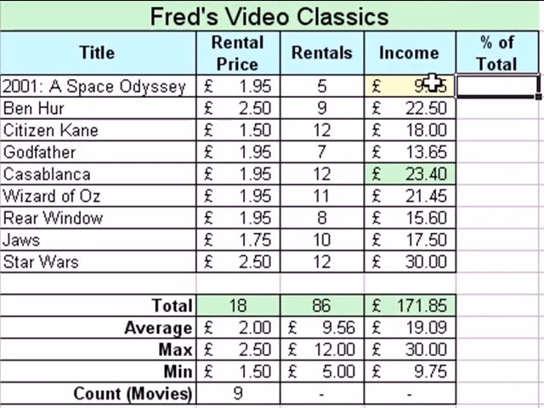Okay, let's do the calculation then. We want to work out what percentage value of the sales total 2001: A Space Odyssey has earned, and we're going to do that right now. As with any calculation in Excel, you start by pressing the equals key on the keyboard. As soon as you do that, Excel knows that whatever follows will be part of a calculation.